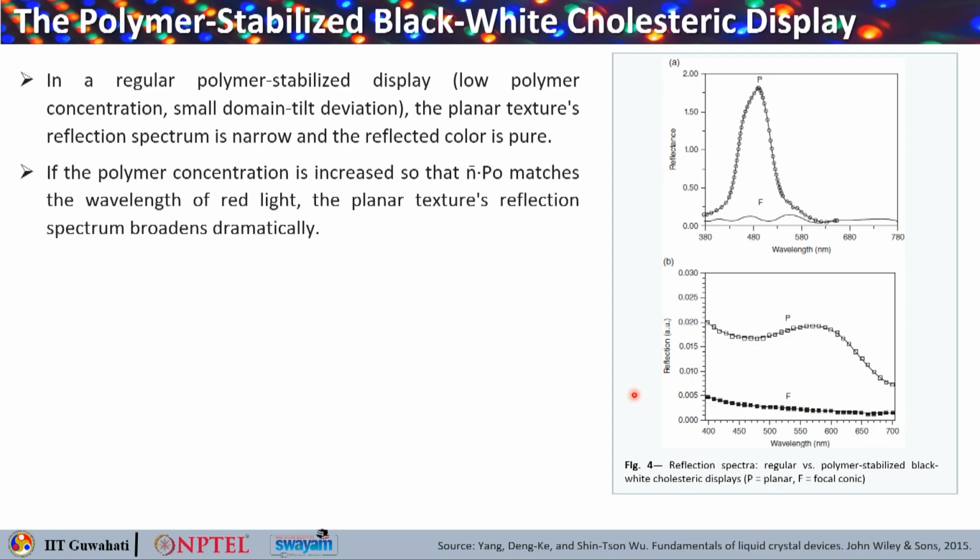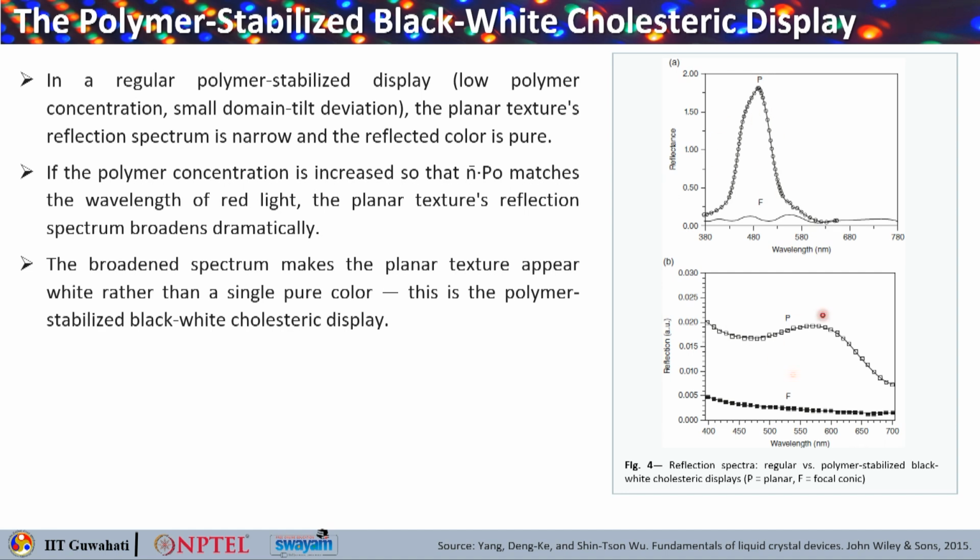So in a regular polymer stabilized display with low polymer concentration and small domain tilt deviation, the planar texture's reflection spectrum is narrow, and you will see the reflected color to be pure. Now if the polymer concentration is increased so that your n bar dot p naught, which is basically how the Bragg wavelength is calculated, matches the wavelength of red light, the planar texture's reflection spectrum broadens dramatically.